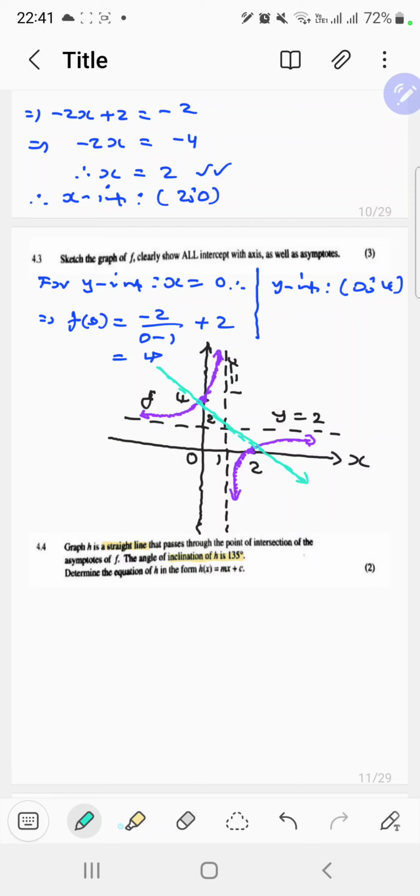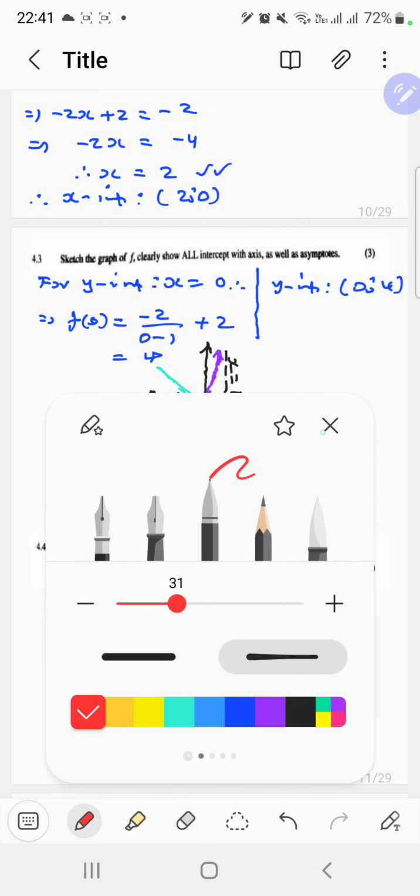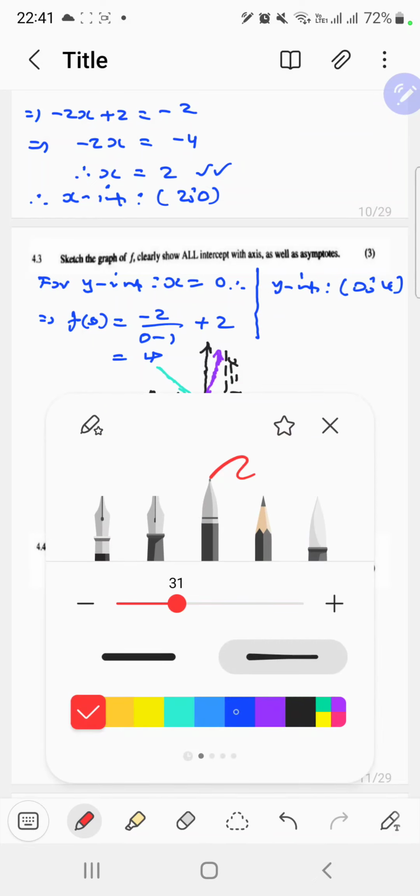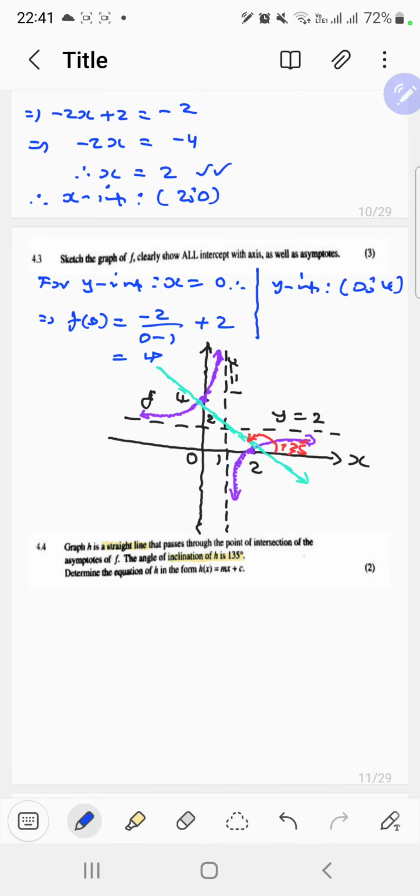So this line, what we are being told is that its angle of inclination here is 135. Okay, so maybe my 135 is not really visible here, so it's 135 degrees. Okay, not a problem. So let us see, what do we know? It says now determine the equation of the line in terms of h of x, in the form h of x equals mx plus c.